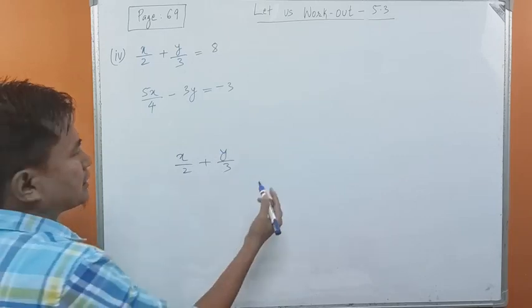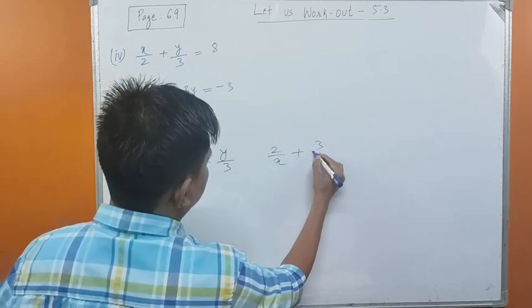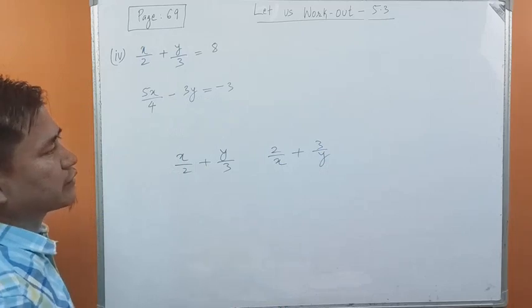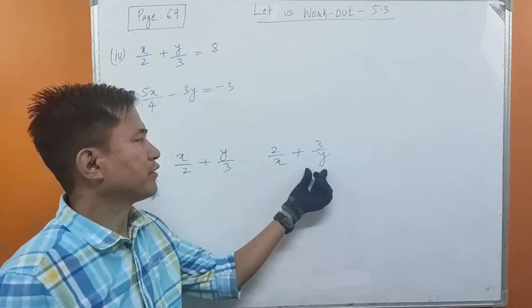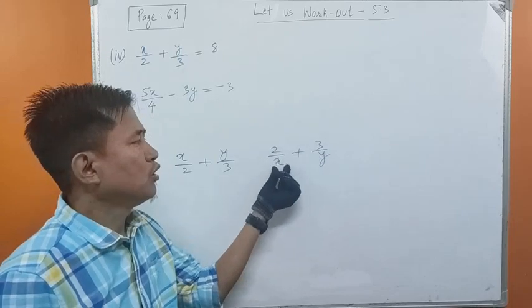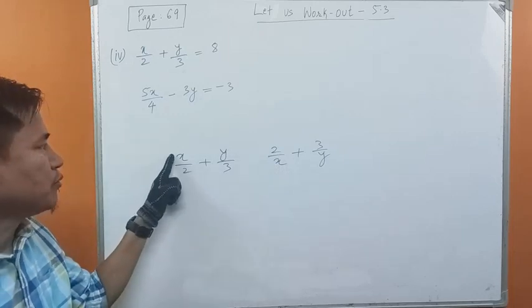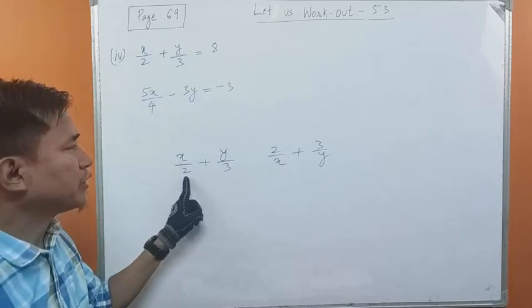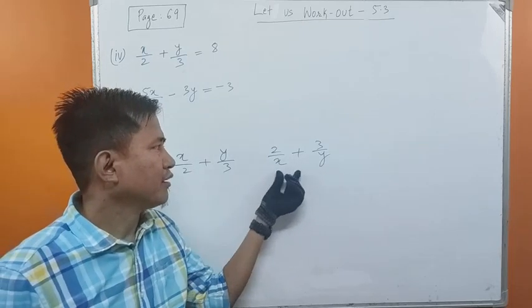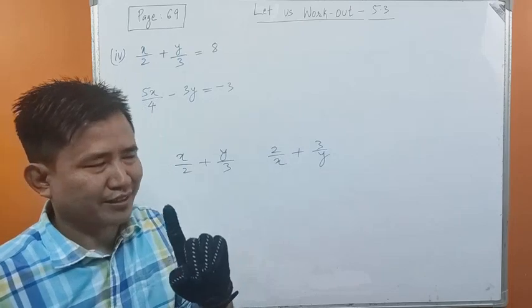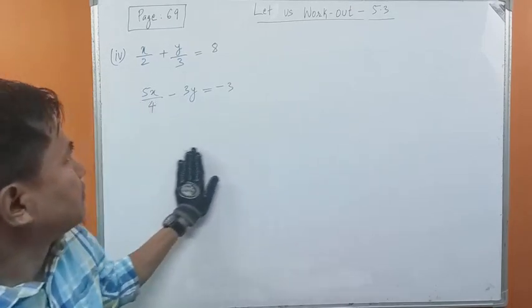But if the numbers were like this, 2 upon x plus 3 upon y, we will do this type of question later on, but let me tell you right now: if the variables are in the denominator and numbers are in the numerator, we should not take the LCM. If the variables are in the numerator and numbers are in the denominator, we can take the LCM, but if the variables are in the denominator and numbers in the numerator, we should not take the LCM. So please keep that in mind. Now let us solve this question.